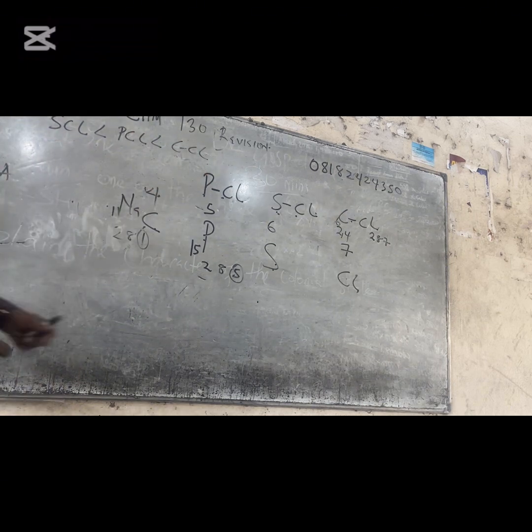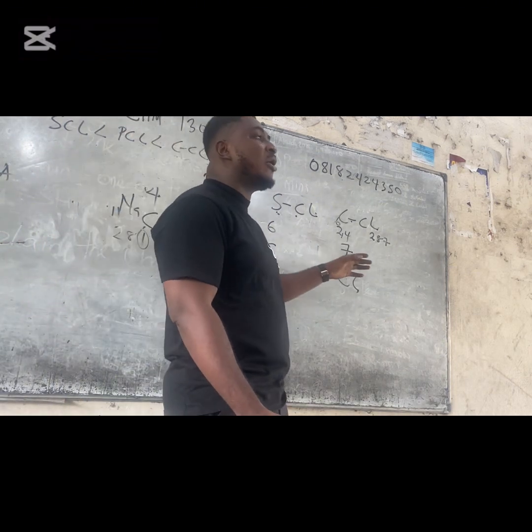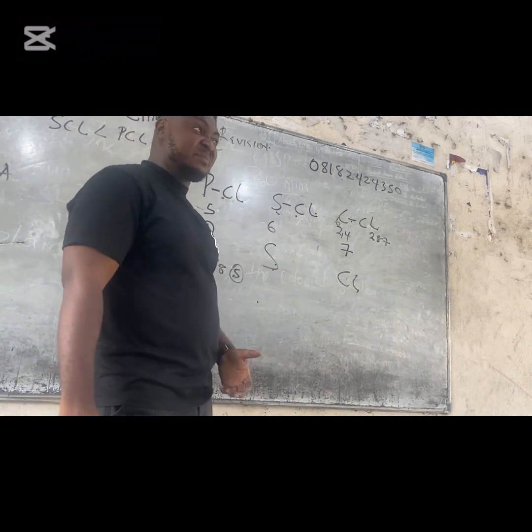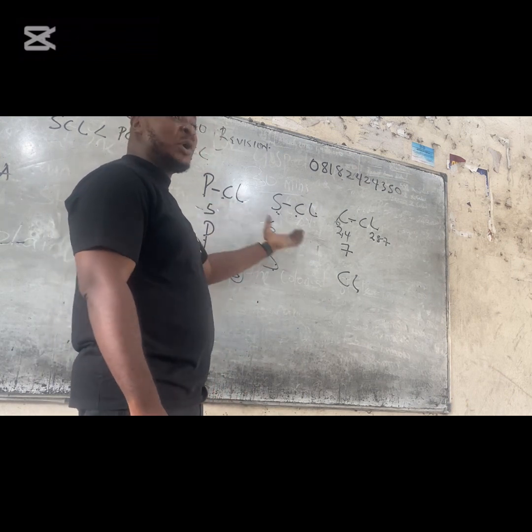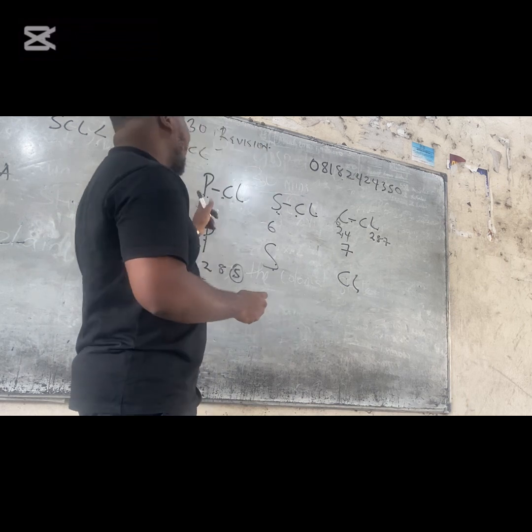The question says arrange the following bonds in order of increasing polarity. But class, notice that all these 3 are bonded. What kind of bond exists between them? It's a covalent bond. Class, a covalent bond exists between 2 non-metals. Check, phosphorus and chlorine are non-metals.